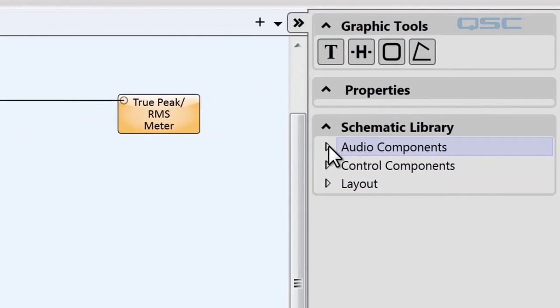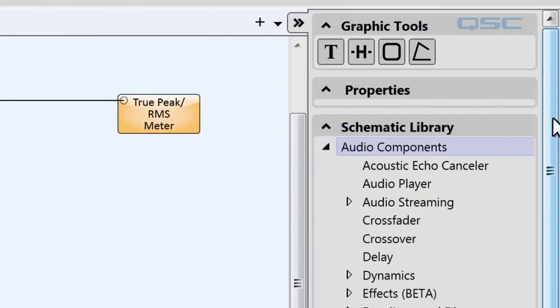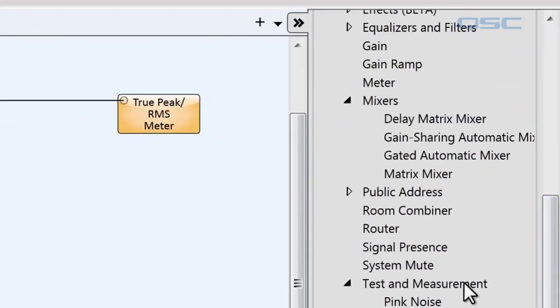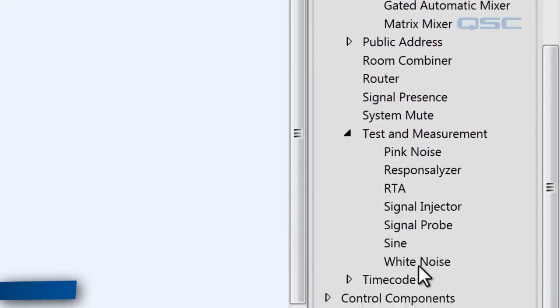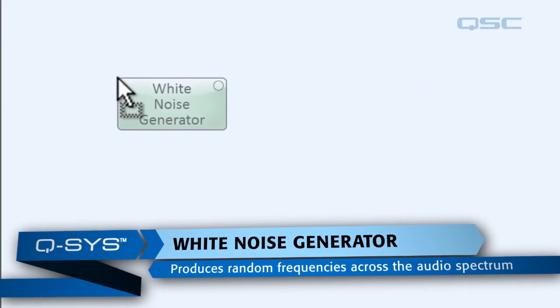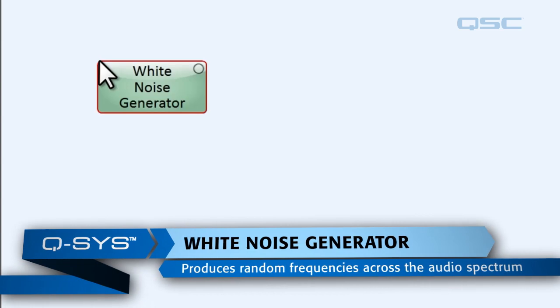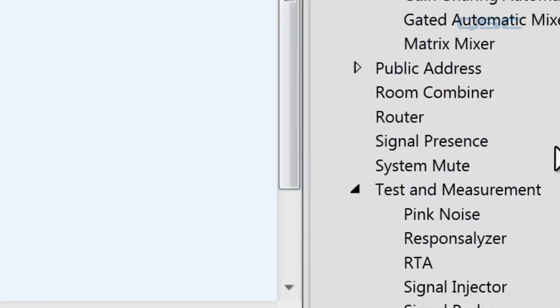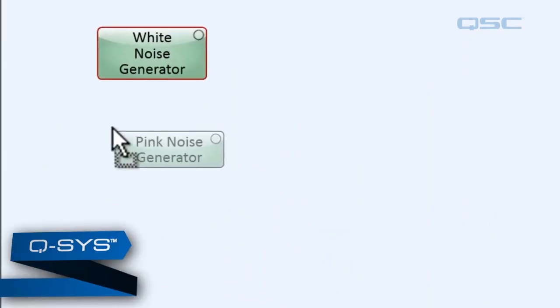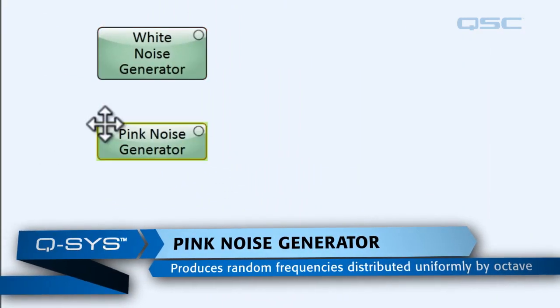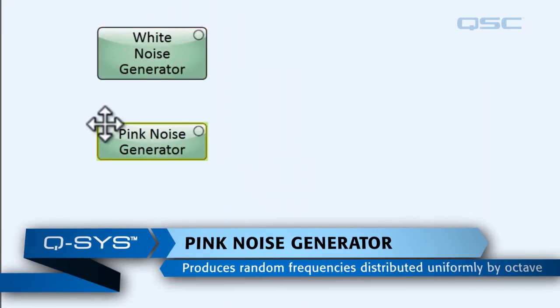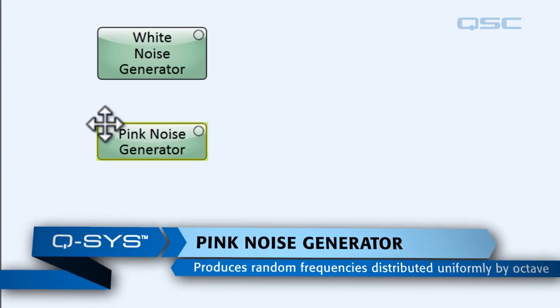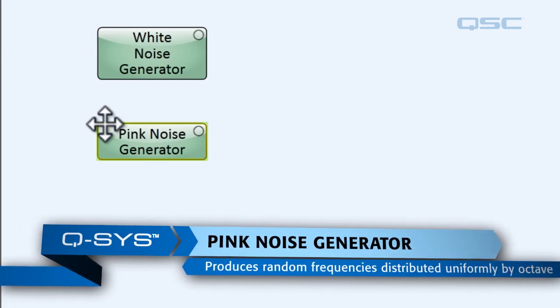Now let's pull a couple of generators out here. So we're going to go to audio components, and under test and measurements, we're going to pull out a white noise generator. Now the white noise generator will produce some random frequency across the audio spectrum. We also need a pink noise generator. Now the pink noise generator produces some random frequency that's distributed uniformly in each octave band.